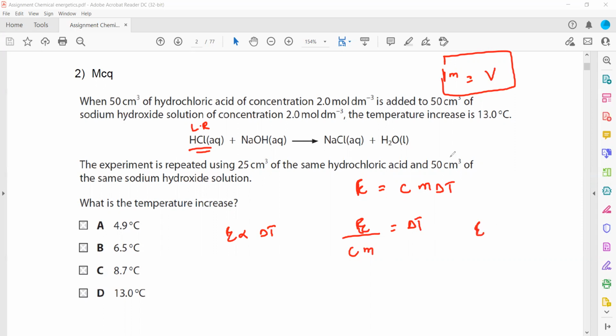In the same way, the mass and temperature change are inversely proportional: 1 by m is proportional to delta T. So what happened?